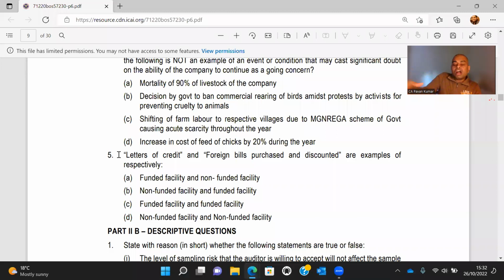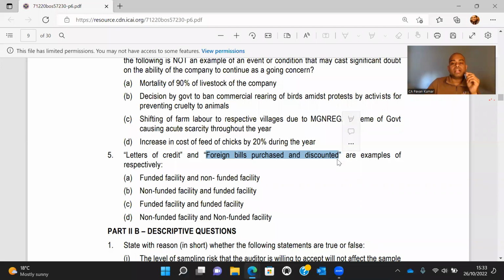For this borrower, how much of the sanction limit? That is different. Drawing power is different. Okay, one more question will be there, then we'll see that. Now you tell me whether letter of credit is a funded facility or non-funded facility. When you give letter of credit, you will give cash also to the borrower. To the customer, you will give cash also. No, it is non-fund. Now you tell me, what about bills purchased and discounted?